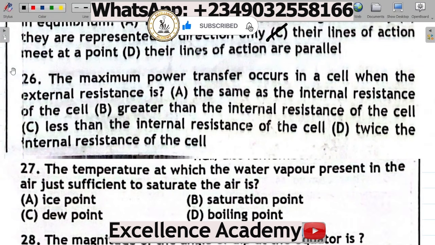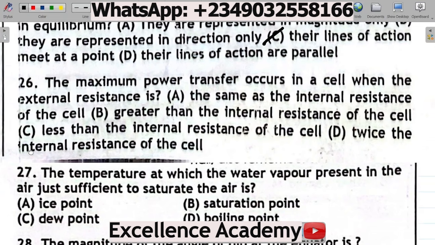Next up, question 26. 26 says, the maximum power transfer occurs in a cell when the external resistance is A, the same as the internal resistance of the cell, B, greater than the internal resistance of the cell, C, less than the internal resistance of the cell, D, twice the internal resistance of the cell.